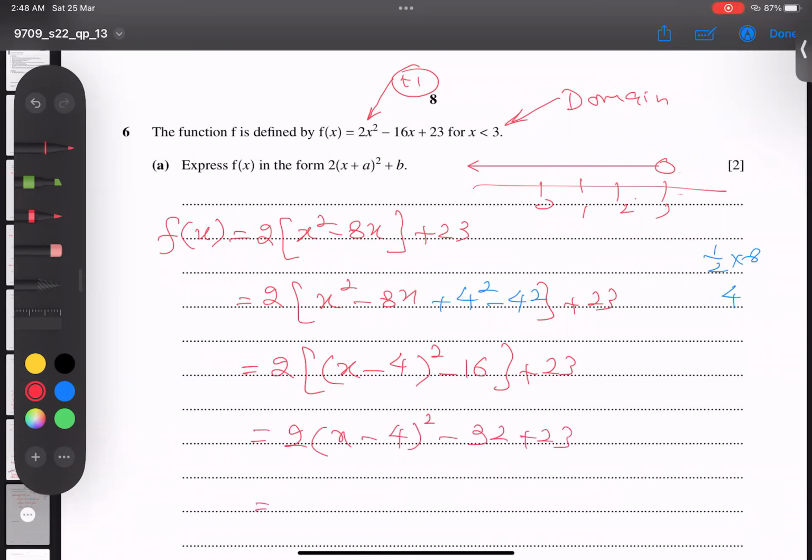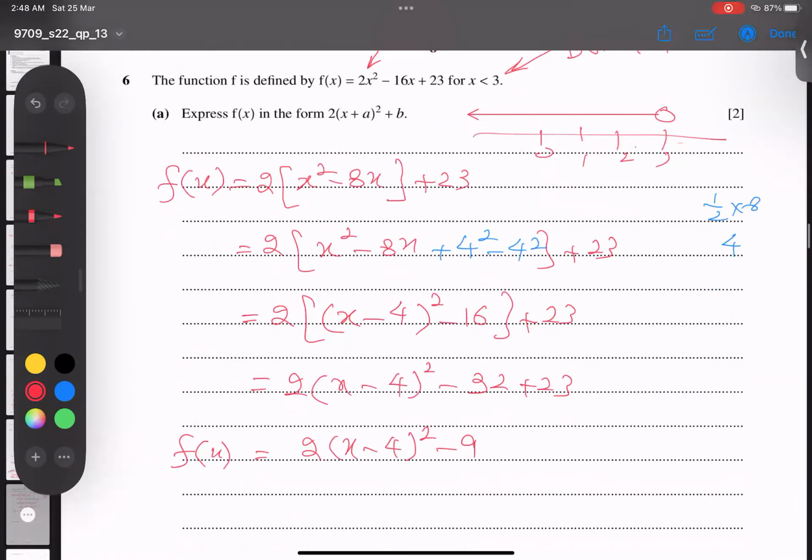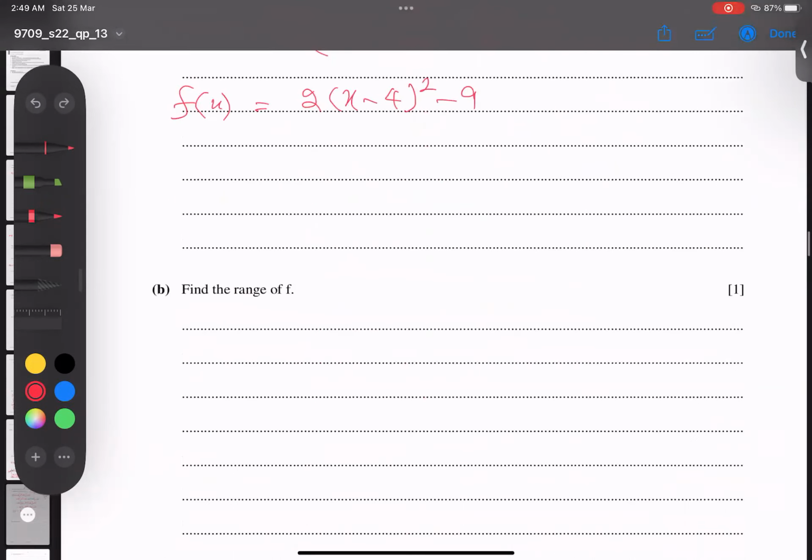And you know it very well. This is giving us 9. So 2 times x minus 4 whole square, negative 9. So completing the square is done. If you compare these two to match, this A is minus 4, and B is minus 9. All right, what he's demanding from us, he said find the range.